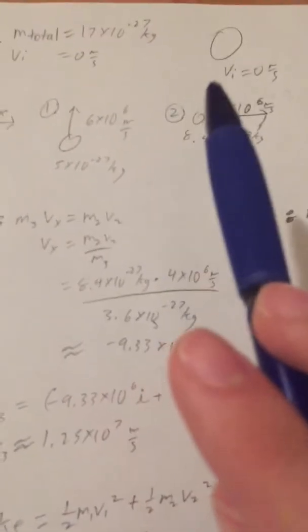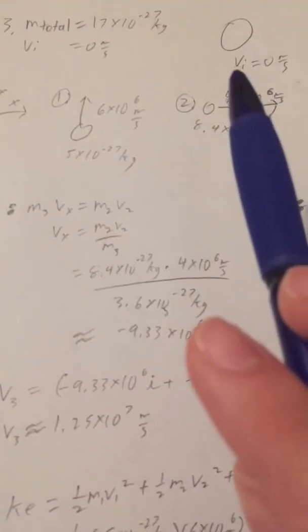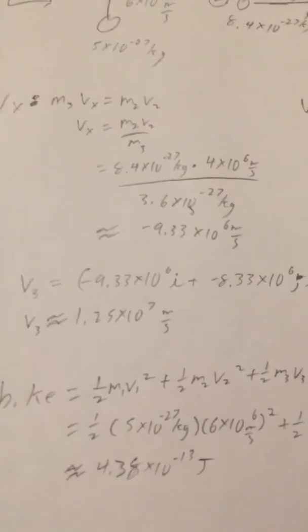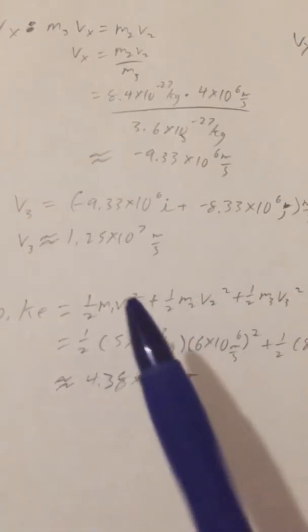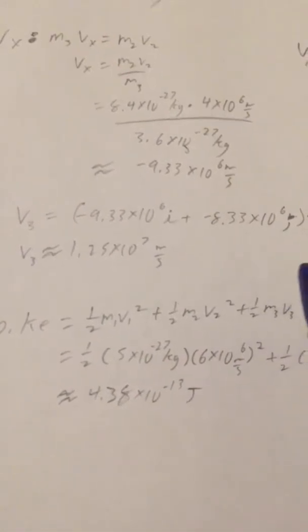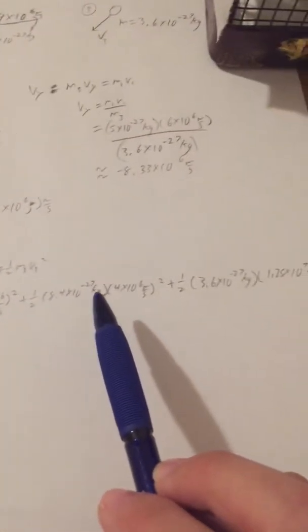So since it had a velocity of 0 at the start, it began with the kinetic energy of 0. So all the kinetic energy from the three particles and their velocities, that was all added on. So we just calculate that. Just using the regular kinetic energy formulas for the first particle, second particle, and the third particle. Just solve that out. Plug in.